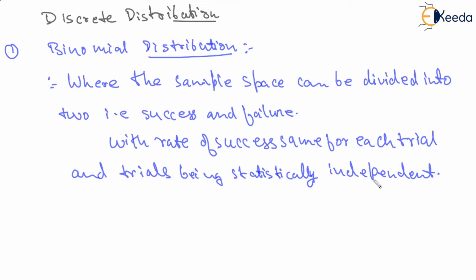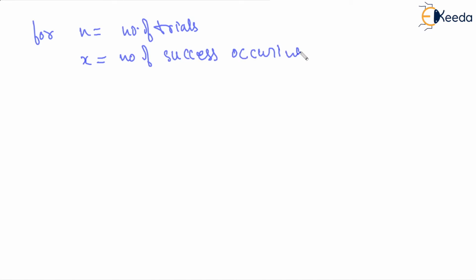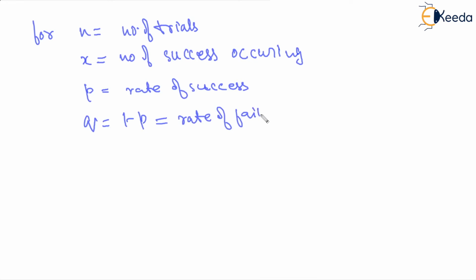In such cases we'll use binomial distribution, where n is the number of trials, x is the number of successes, p is the rate of success, and q, which is equal to 1 minus p, is the rate of failure.